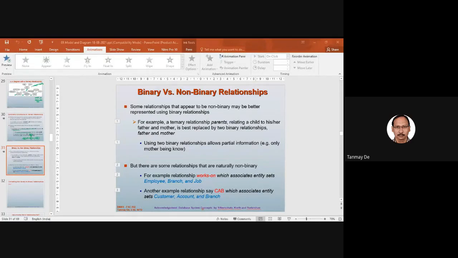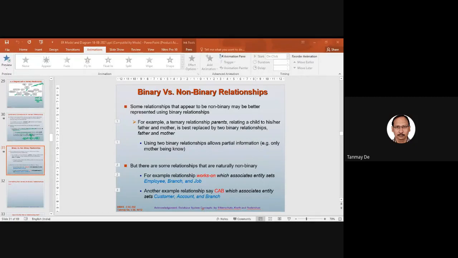But there are some relationships that are naturally non-binary, as I told you at the beginning of this class. For example, the works-on relationship, which associates the employee, branch, and job entity sets.